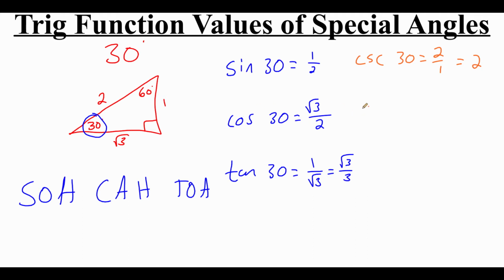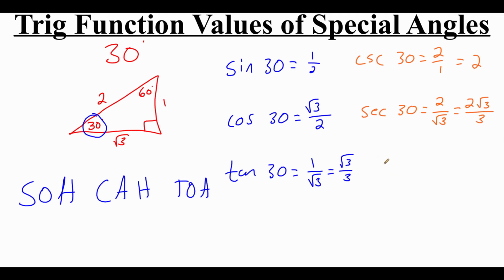The reciprocal of the cosine is the secant, so the secant of 30 degrees. If I do the reciprocal of this, I'm going to get 2 over the square root of 3, but we don't typically like to leave radicals on the bottom, so I'm going to multiply that root 3 up to the top. So we're going to get 2 root 3 over 3.